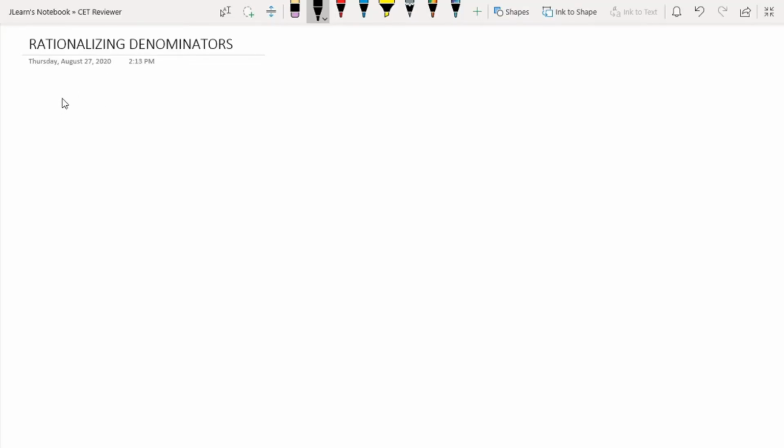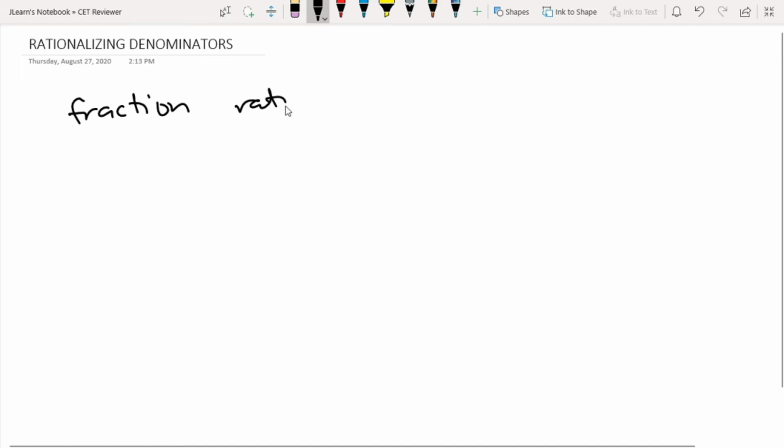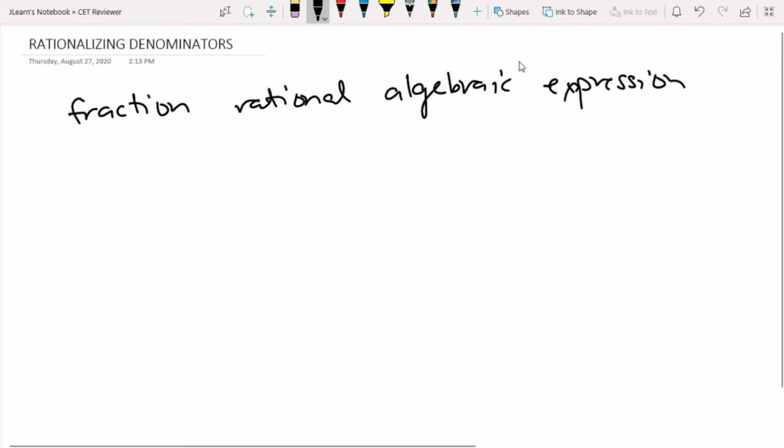Okay, so in the previous video, I told you na kailangan yung mga answers natin in entrance exams are always in simplified form, no? So, meaning, for example, if we have a fraction of rational algebraic expressions, kailangan para siya ma-considered as simplified, there is no roots, okay, in the denominator.